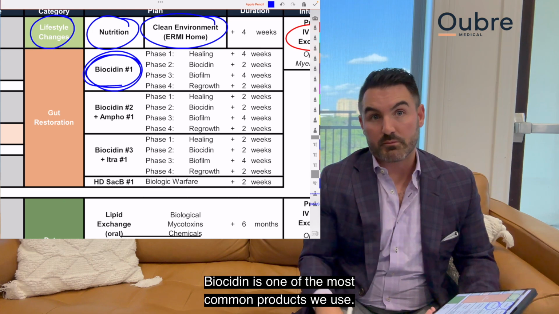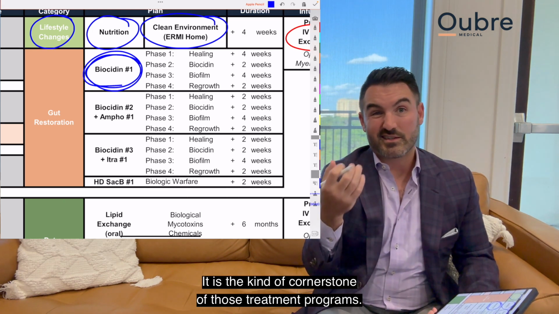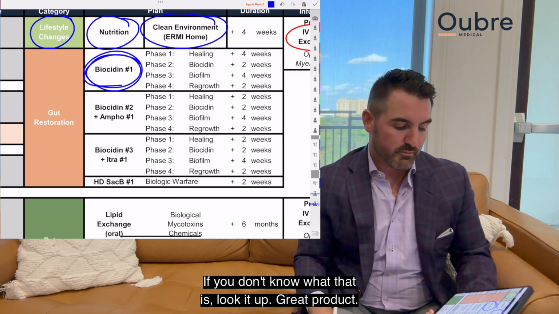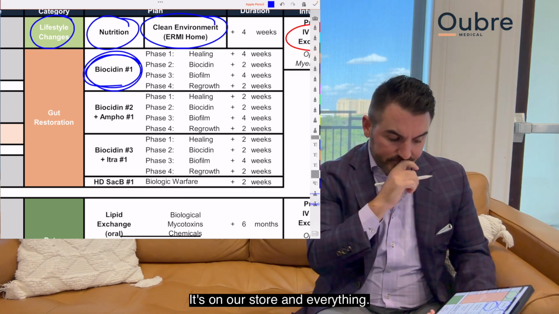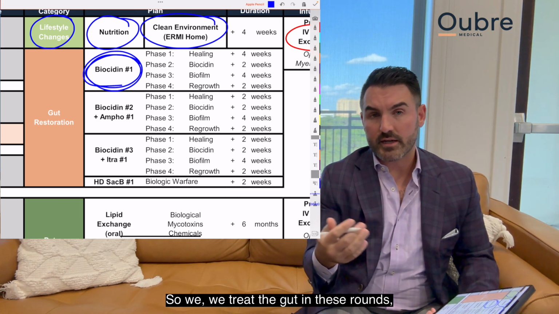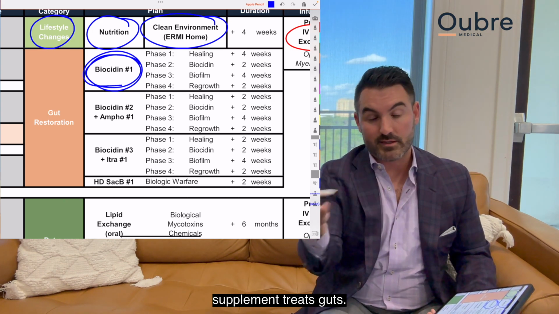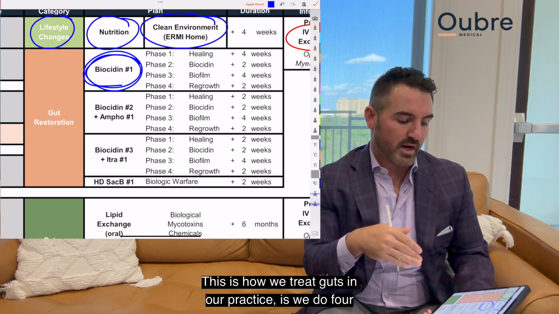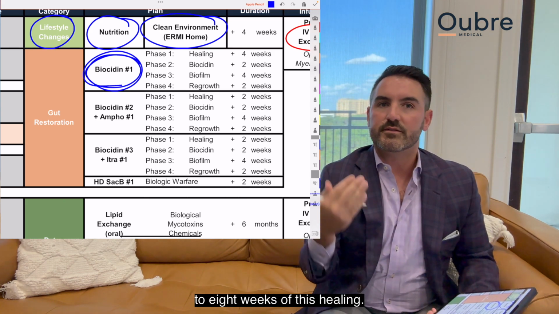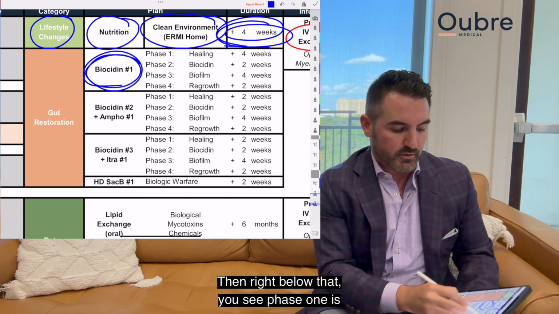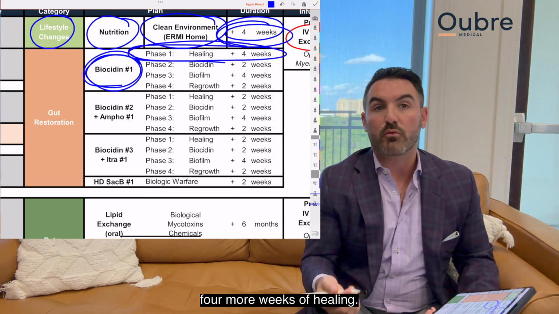Biocidin is one of the most common products we use. It is the kind of cornerstone of those treatment programs. If you don't know what that is, look it up. Great product. It's on our store and everything. So we treat the gut in these rounds, and this is not really how the Biocidin supplement treats guts. This is how we treat guts in our practice, is we do 4 to 8 weeks of this healing, and that's what you see. So there's 4 weeks of changing the nutrition. Then right below that, you see phase 1 is 4 more weeks of healing.